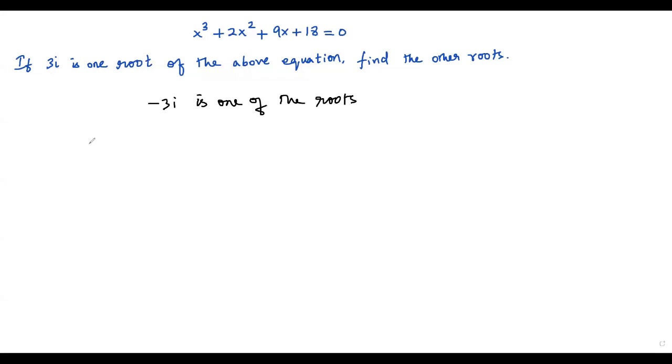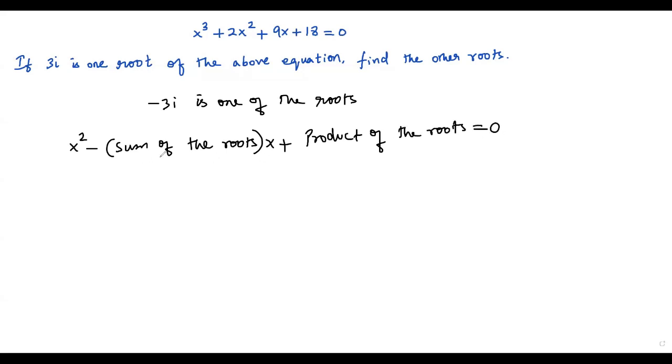So now I'm going to get a quadratic equation with the roots 3i and negative 3i. Whenever I know 2 roots, there is a formula to get a quadratic equation. Let me write the formula: x squared minus the sum of the roots times x plus the product of the roots equals 0. This is a formula we can use to get a quadratic equation when we know the 2 roots. So for the sum of the roots, I have to add the 2 roots, 3i and negative 3i. When I add them, I'm getting (3i minus 3i) times x, and for the product of the roots, I have to multiply them, that is 3i times negative 3i, equals 0.